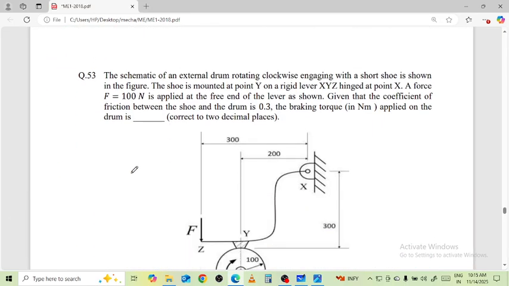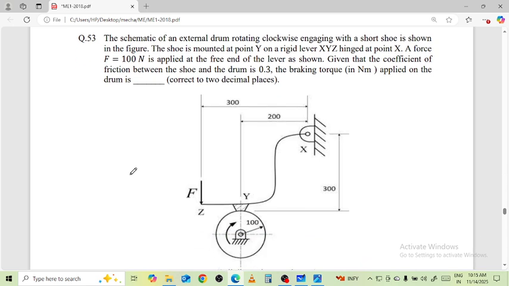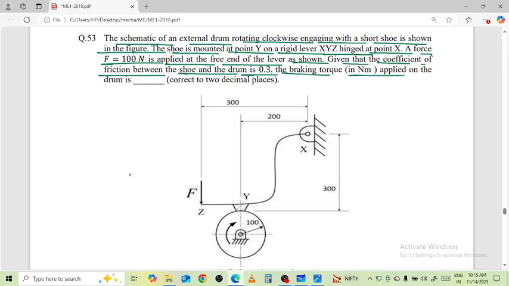All right. Next question. The schematic of an external drum rotating clockwise, engaging with a short shoe, is shown in the figure. The shoe is mounted at point Y on the rigid lever XYZ, which is rigid at point X. A force F of 100 Newton is applied at the free end of the lever as shown. Given that the coefficient of friction between the shoe and drum is 0.3, the braking torque applied on the drum is asked. The dimensions are 300, 200, X and Y.